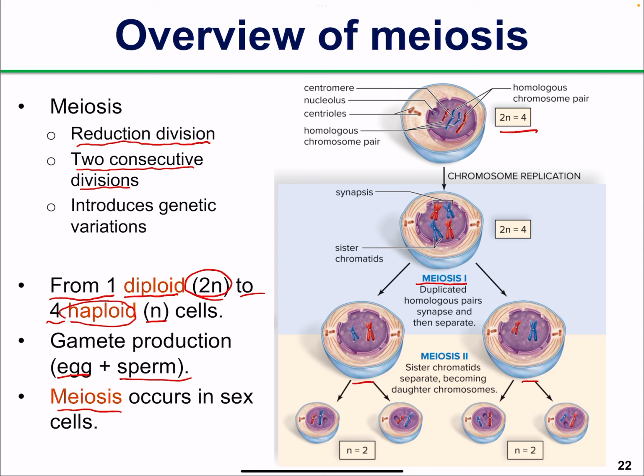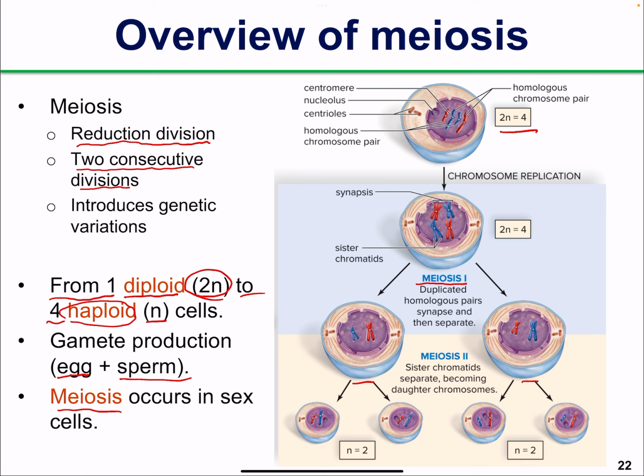Then eventually, after that division, we are going to have 2 daughter cells. Now, these 2 daughter cells are haploid. And the reason why we say they are haploid is that the 2 homologous chromosomes, one coming from mom and one coming from dad, are going to end up in 2 separate cells. That's the reason why we say that after meiosis 1, we have daughter cells that are haploid.